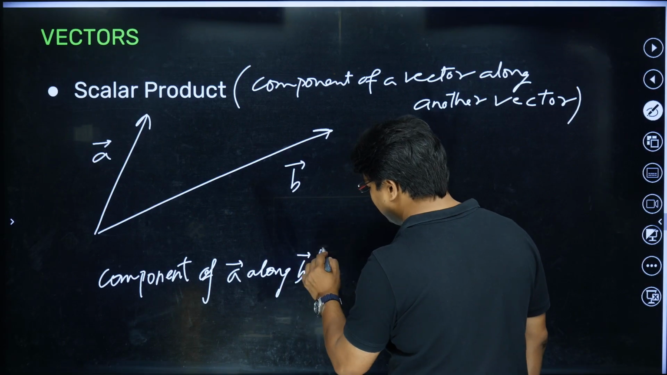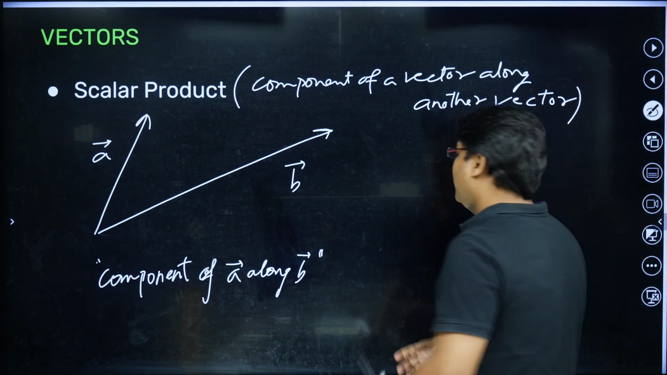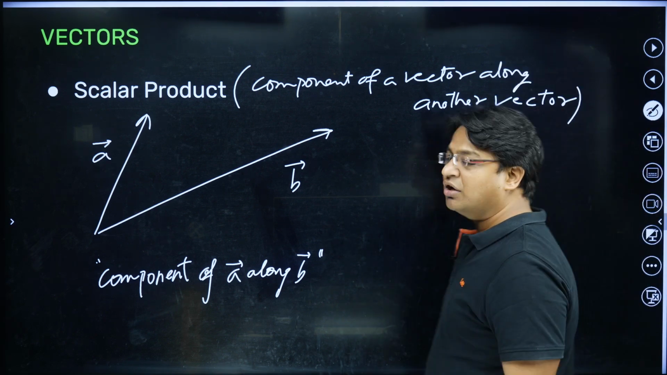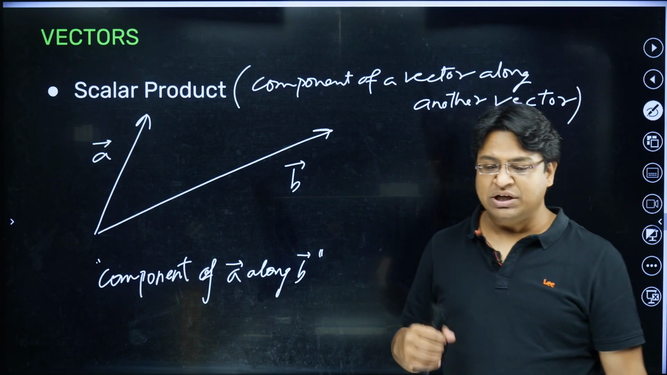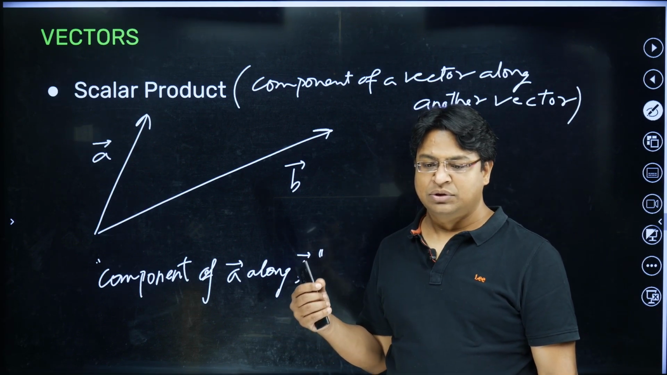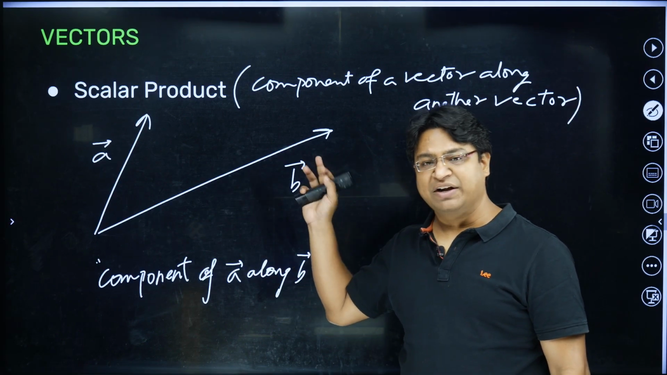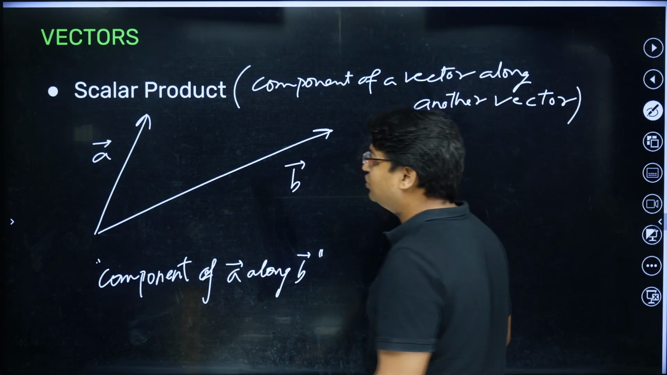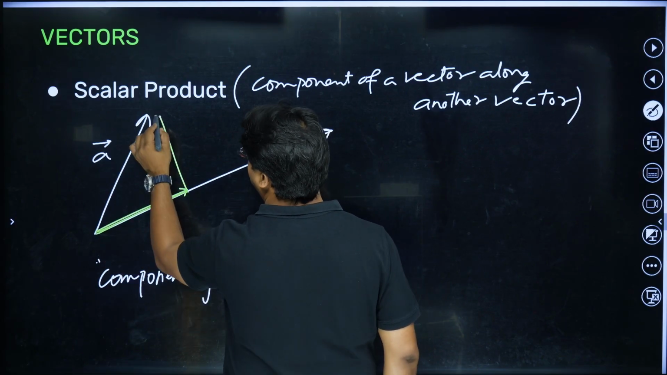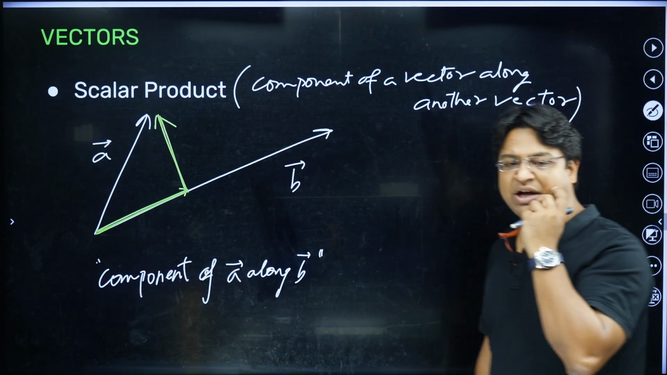So first of all, what do these words mean to you? Component of A along B. It would mean that if we resolve vector A, I hope you remember resolution, into two parts such that one of them is along B vector, then those parts would be like this, and the other would be this. So this is the component of A along B, and how do we get it?